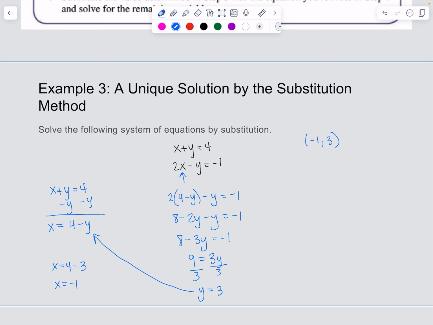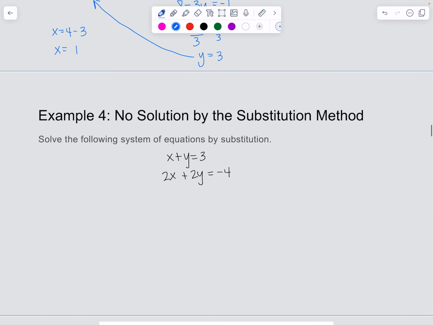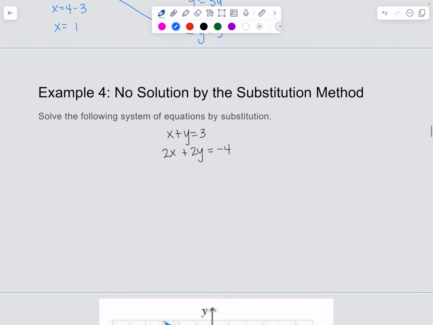No. Positive. 4 minus 3 is a positive number. That's right. You're right. I'm wrong. Okay. Found the solution by substituting it in. Got the same answer, so we're doing okay so far. You're probably doing better than me. All right. Here we have x plus y equals 3 and 2x plus 2y equals -4. Again, substitution.